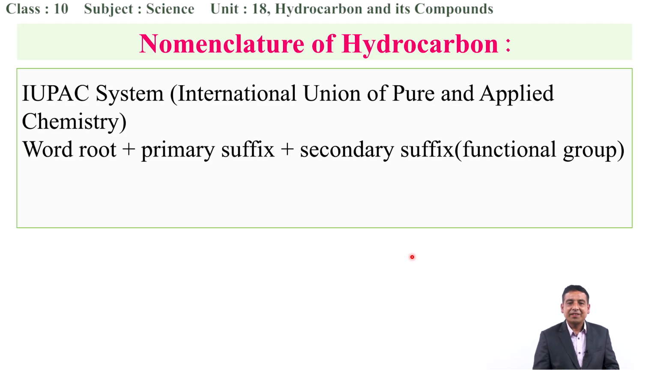You can see on the screen that there are three terms to be written while writing the IUPAC names. Can you see over the screen? Yeah. The first one is word root. In Nepali, it is generally called dhatu, used while writing the names, or while making a complex word. So word root, and the next one is primary suffix. You can see here, and the third one is the secondary suffix.